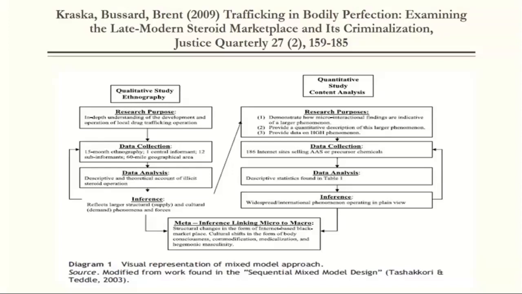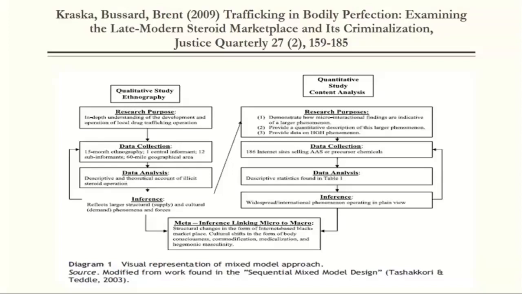Second thing, he didn't stop with ethnography research. He also used content analysis. He got data from around 186 websites. He started exploring how these websites are functioning, what kind of drugs they are giving, what kind of quality they are maintaining, how many customers they have. It depends on site to site, okay? What they are prescribing about these particular drugs, and what price mechanism they are charging, okay? What about customers' feedback about these drugs?